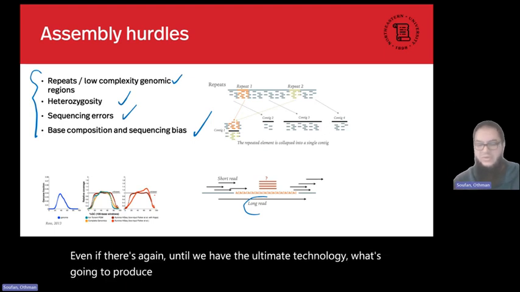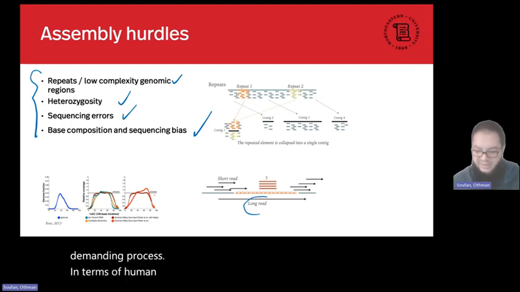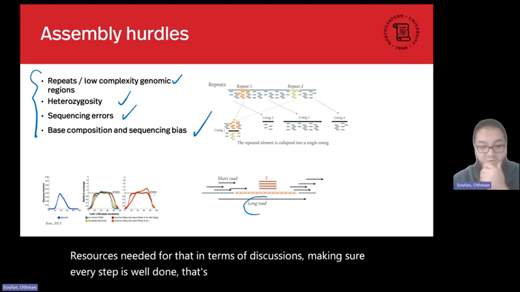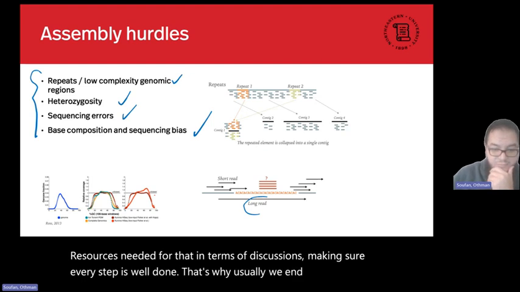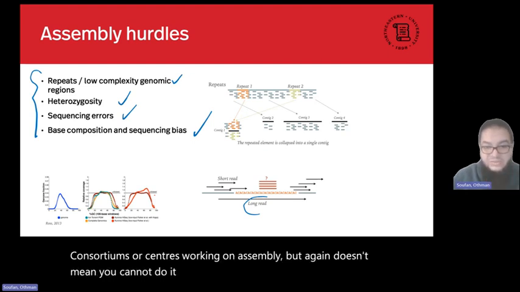So that's why I mentioned, even if the genome, again, until we have the ultimate technology that's going to produce for us everything that we need, so far it is a demanding process in terms of human resources needed for that, in terms of discussions, making sure every step is well done. That's why usually we end up having consortiums or centers working on assembly. But again, it doesn't mean you cannot do it.